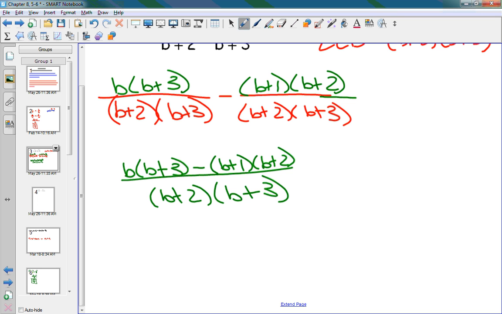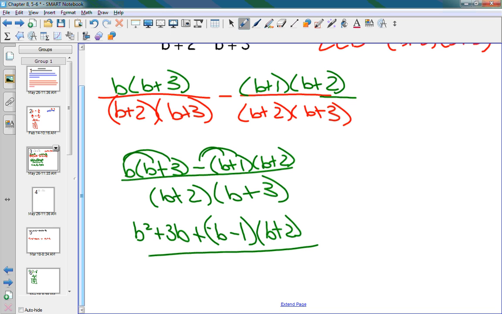Okay, well, now we have to organize it. Whenever I say organize, what does that mean in this example? Simplify. It's already in its factored form, so what I need to do is distribute and FOIL, right? So I'm going to distribute the b to give me b squared plus 3b, and then I'm going to distribute the negative. So that's going to give me plus a negative b minus a 1, putting parentheses around that and dropping down the b plus the 2.